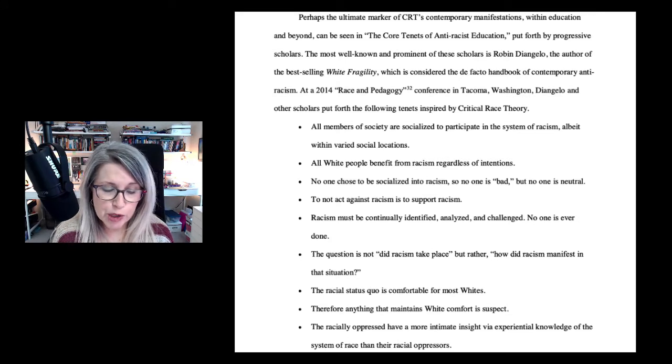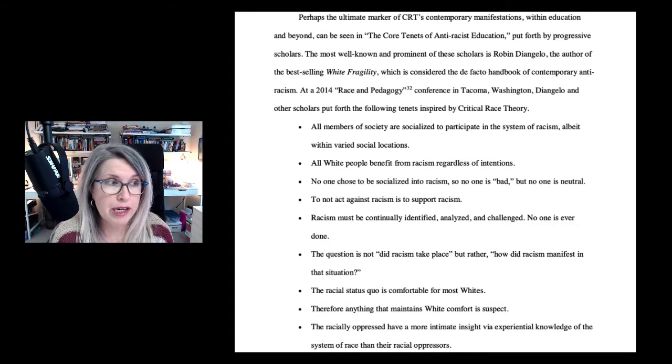The racial status quo is comfortable for most whites. Again, what is the racial status quo? Can you define that, and can I prove that the person defining it is incorrect? I can't. I can't prove it's incorrect. They haven't proven to me it's true. They literally can't prove it to me that it's true, but I also can't prove it's not true.